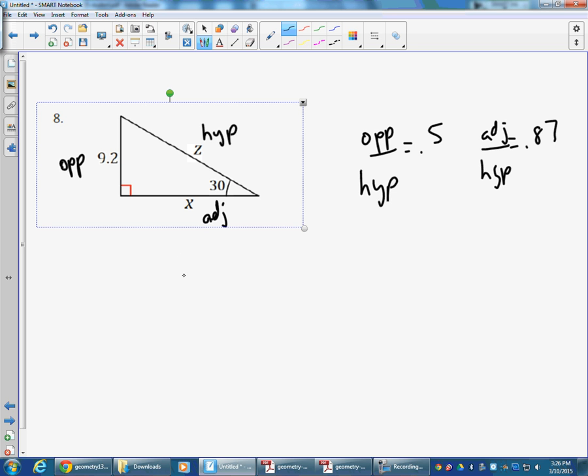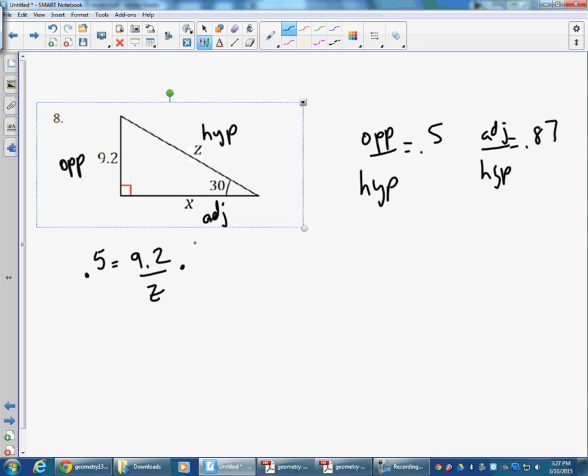Now here's a problem. I can't do adjacent divided by hypotenuse because I have two missing things. So first I'm going to do opposite divided by hypotenuse, figure out that answer, and then use it to help me figure out the other one. Opposite divided by hypotenuse is 0.5, so 0.5 equals 9.2 divided by z. I have to figure out 9.2 divided by what would equal a half.